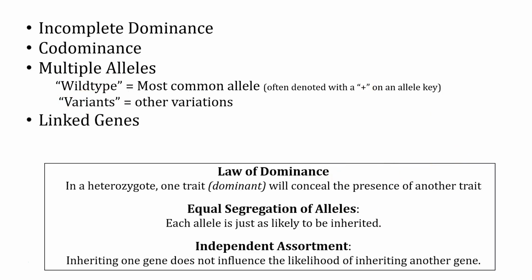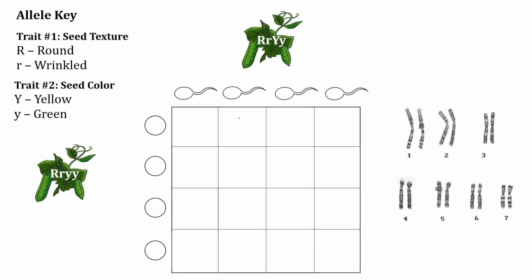Okay, one last thing then here, linked genes. This is what's really going to violate this one here, independent assortment. To understand how linked genes work, let's go back to this old review question that we had in part 1 of this chapter 12 lecture.